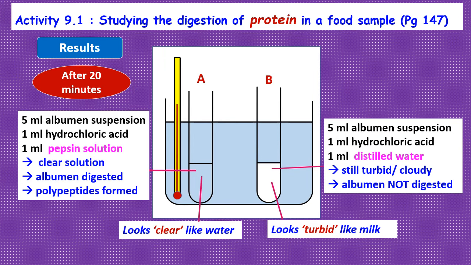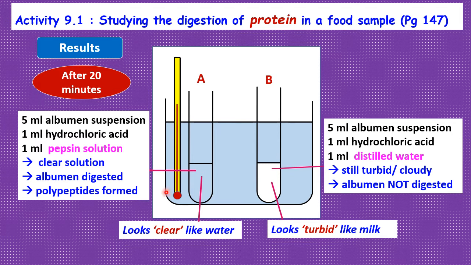So after 20 minutes, we can see here the solution has become clear. The turbid albumin has been digested by the pepsin solution to form a clear solution, which is a solution of polypeptides that is soluble in water. So the albumin has been digested by the pepsin to form polypeptides. Whereas in test tube B, there's no enzyme here, so the albumin is still present. The mixture here is still turbid or cloudy because the albumin is not digested. It forms the turbid or cloudy suspension here.